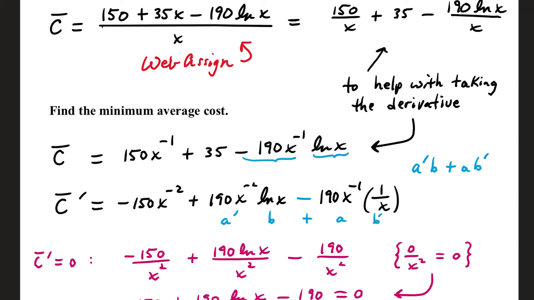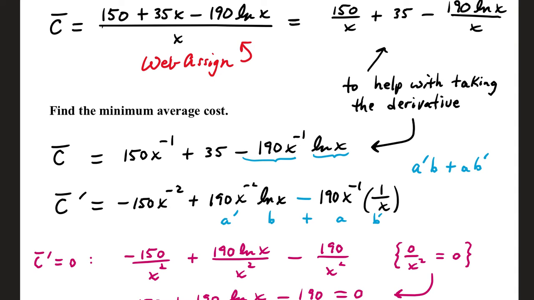Okay, so if we take this problem, our average cost can be written as 150x to the negative 1, and that's from taking the x term to the numerator, changing the sign of its power. 35 is good as is. 190 natural log x over x, we bring the x up, that x takes on a negative power. So this first line is nothing more than those three terms written straight across. So I've eliminated fractions by using exponent properties.